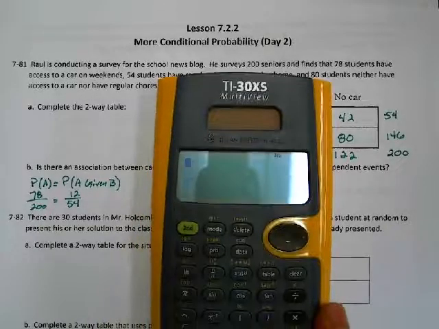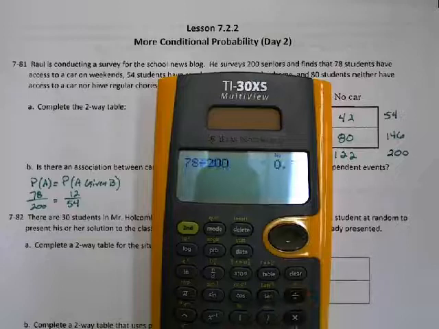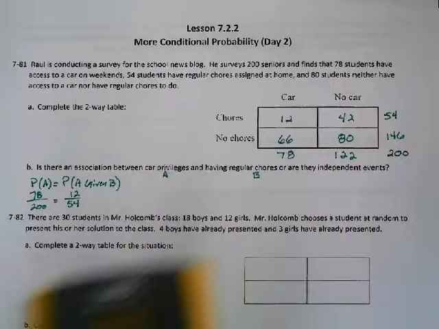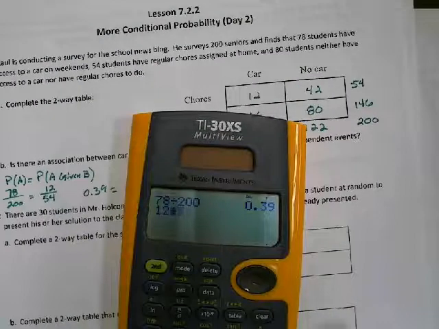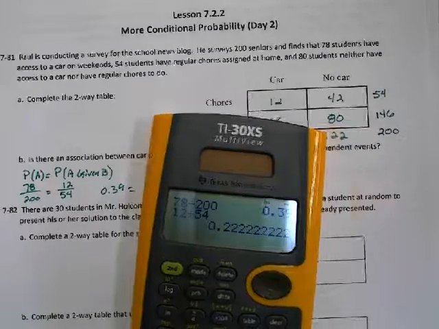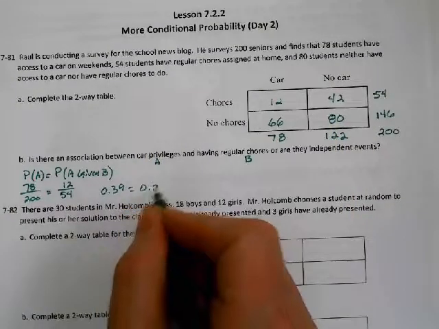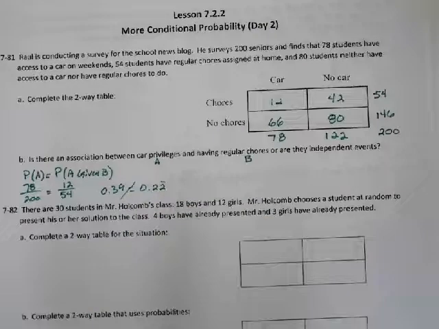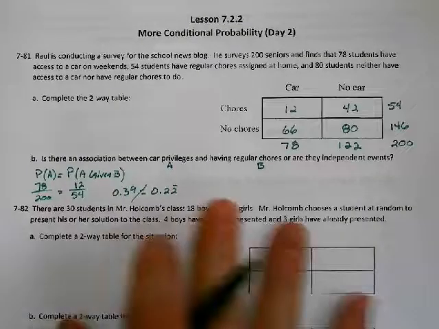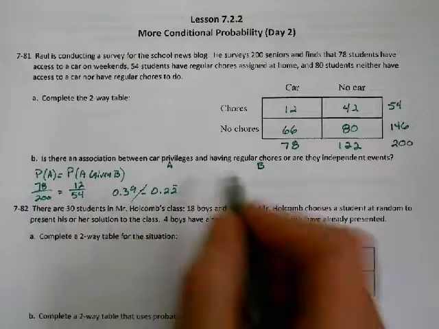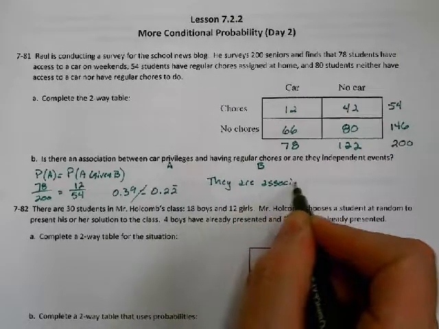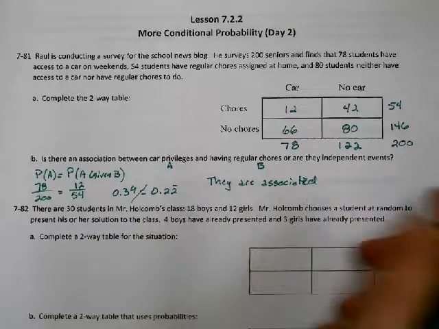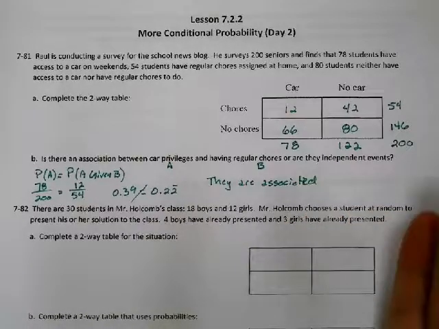So now we want to see if those two are the same number. So we're going to do 78 divided by 200. And that gives us 0.39. And then 12 divided by 54. We end up with 0.2 repeating, so 0.22. These are not the same. Therefore, they're not independent. Independent means they're not affecting each other. So these ones are associated. One is affecting the other one. If they were independent, we'd say they're not associated, they're not affecting each other.